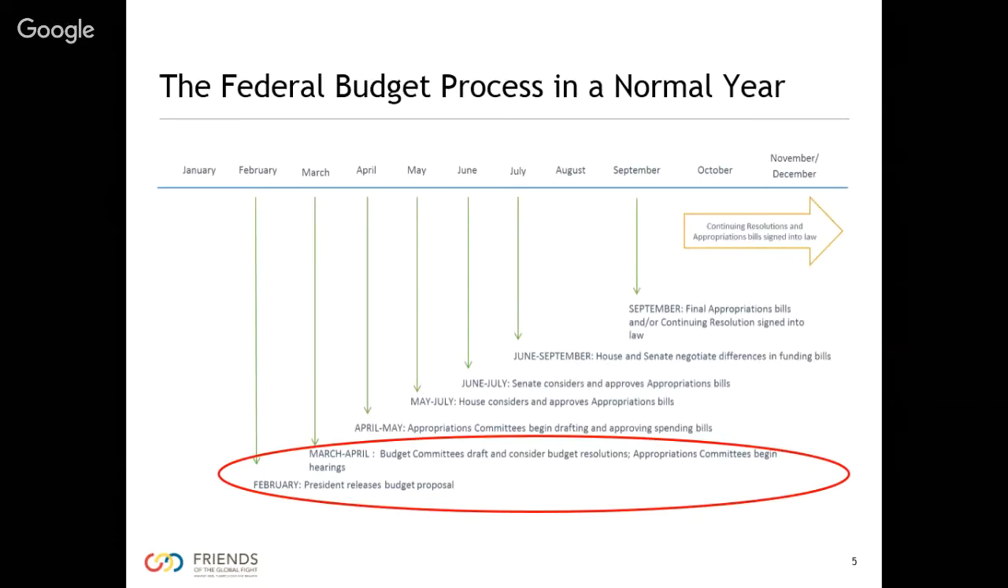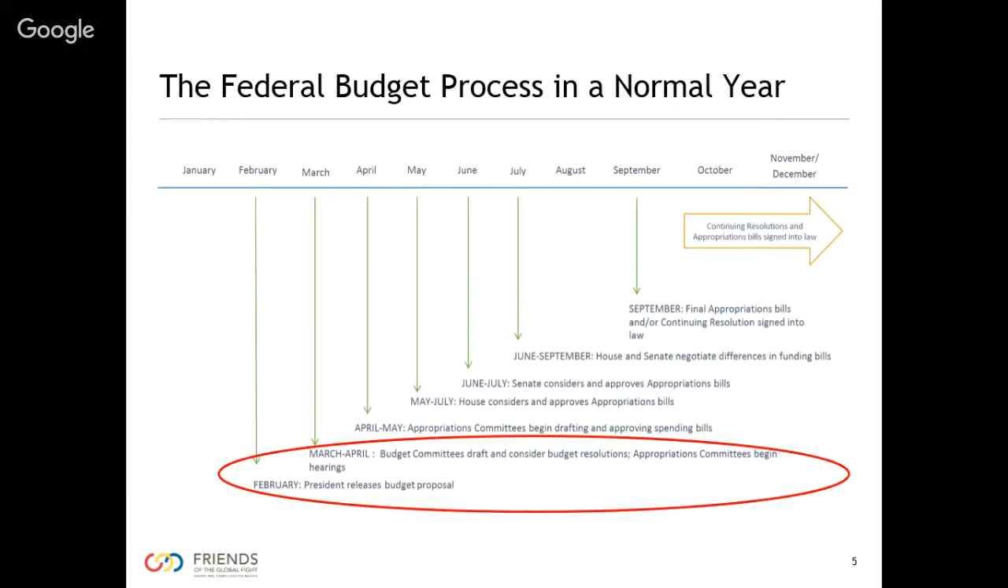So this is what the federal budget process looks like in a normal year. The president releases his budget for the following year in February, with the budget committees following up with their draft of the budget resolution and appropriations committees beginning their hearings in March or April. The appropriations committees then begin to draft their spending bills for their particular jurisdictions, and then from May to July, the House will begin passing their appropriations bills.